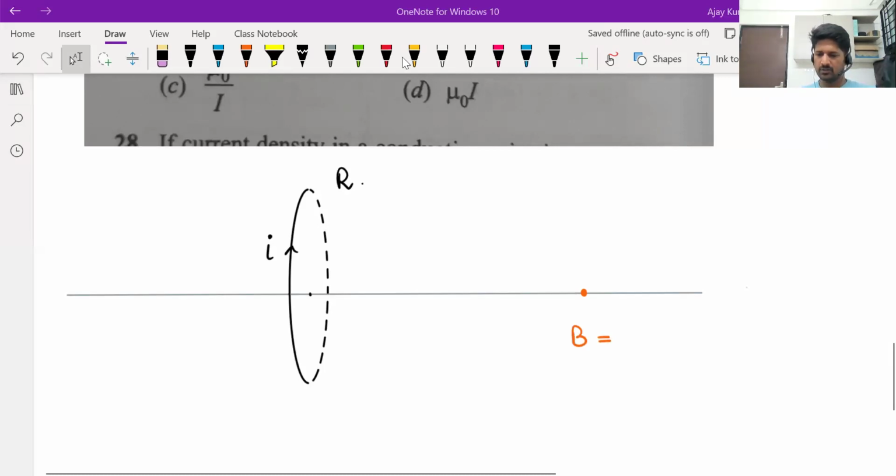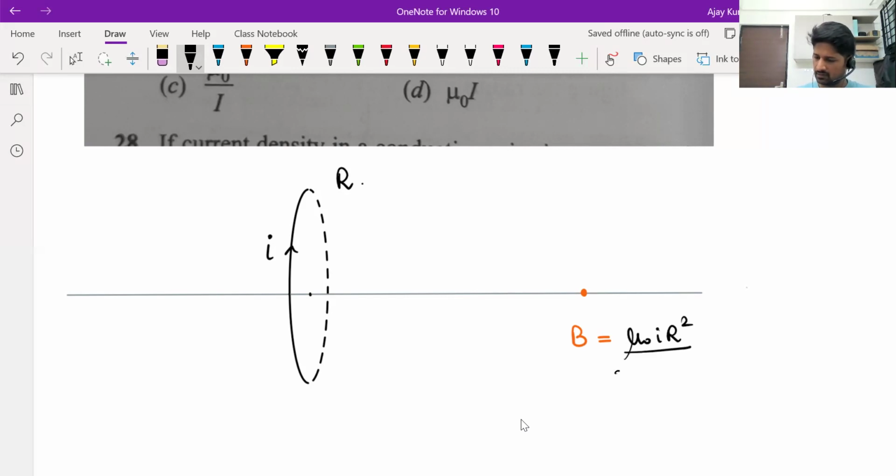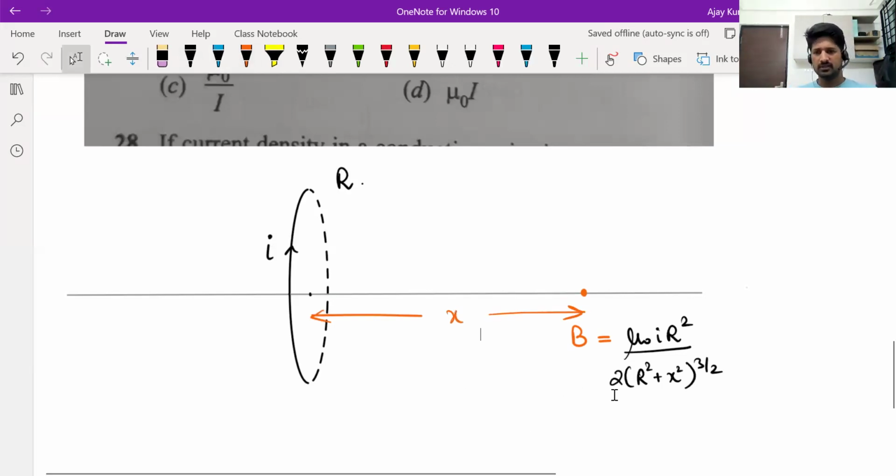Yes, tell me, you unmuted, but I didn't get any answer from you. Sir, it is mu naught I R square by 2 into R square plus x square whole power 3 by 2, where x is this distance to the point from the center of the loop. This is x. Okay, so that's the expression for magnetic field. We have to multiply that with dx, that's all.